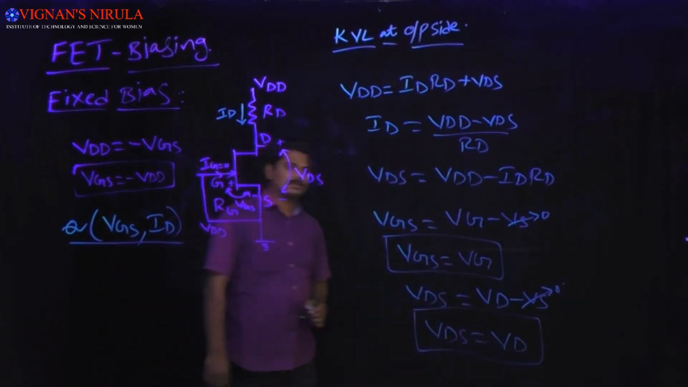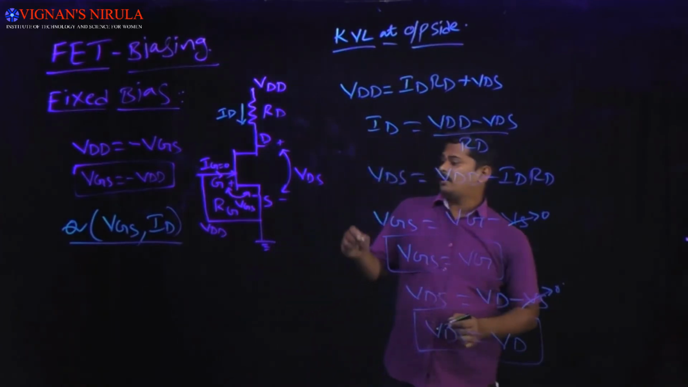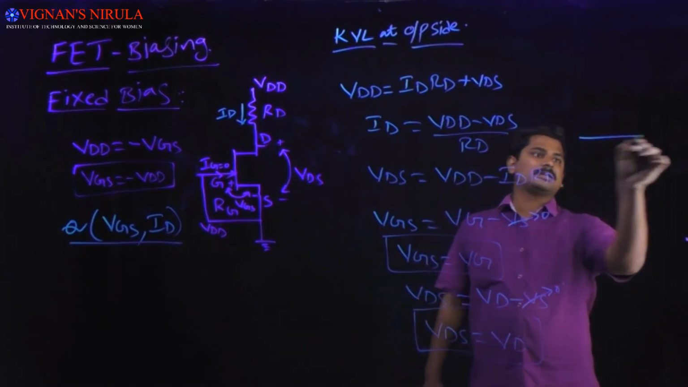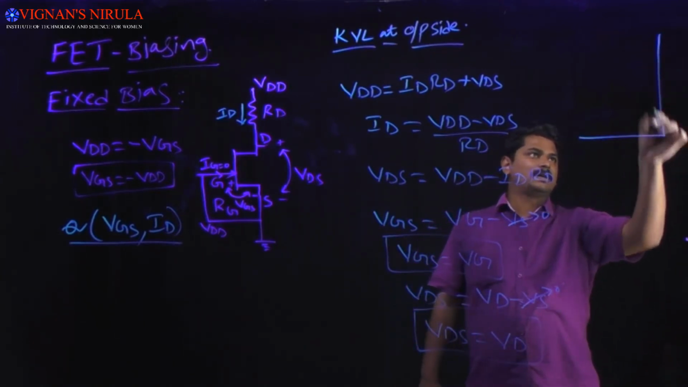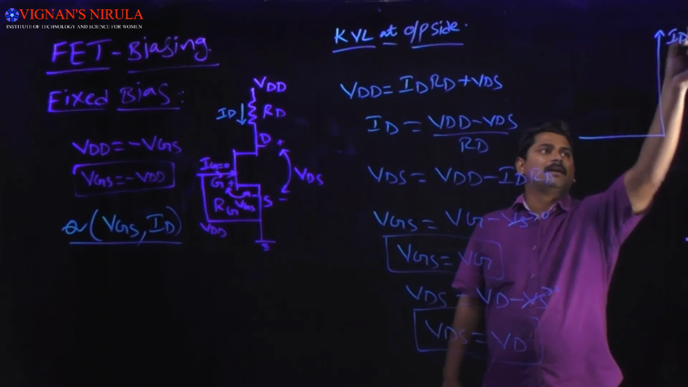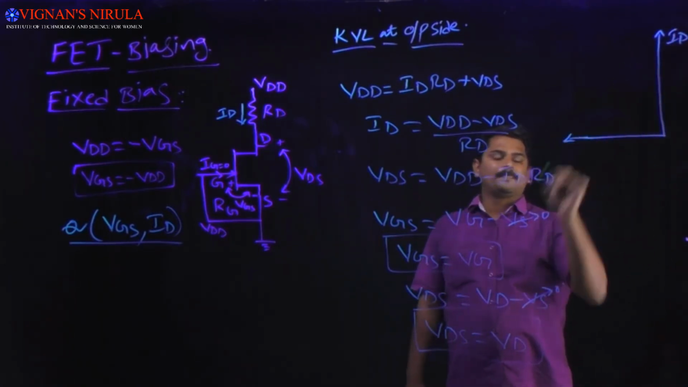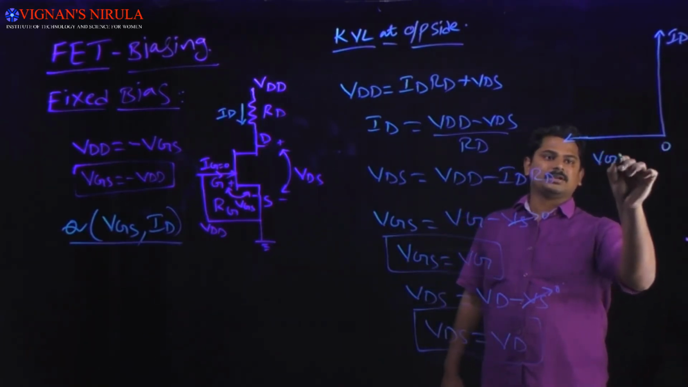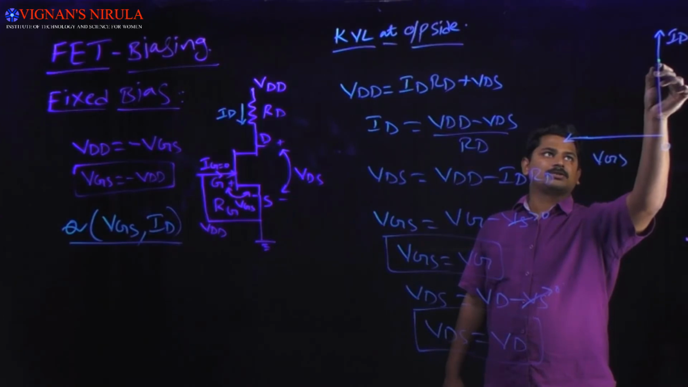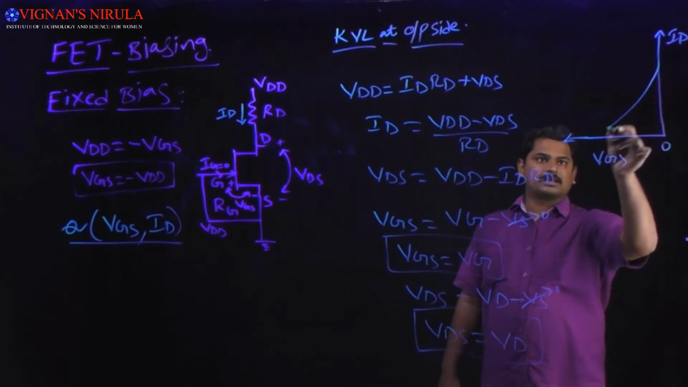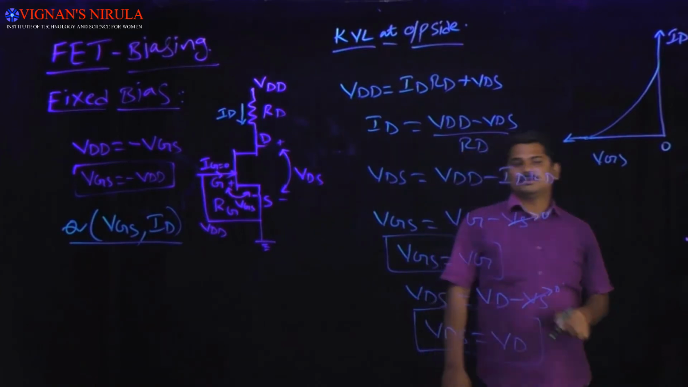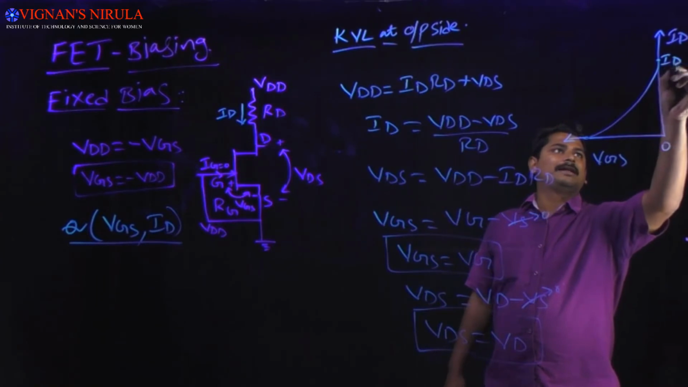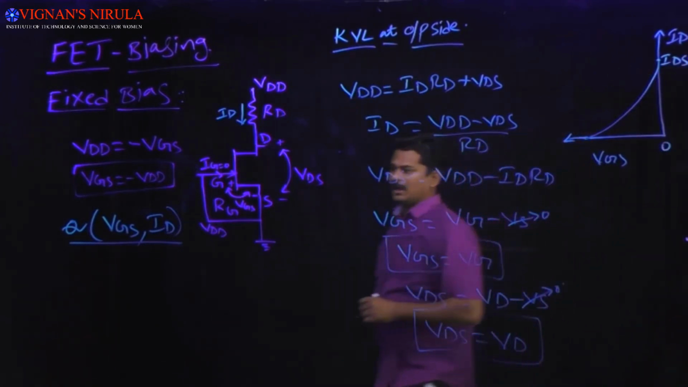Now see students, if you want to point out these Q values and the characteristics of your field effect transistors, we can represent it in this way: the current is ID, and here we are taking VGS voltage, and we all know the transfer characteristics of ID and VDS will be like this. From this we know this point is called IDSS.